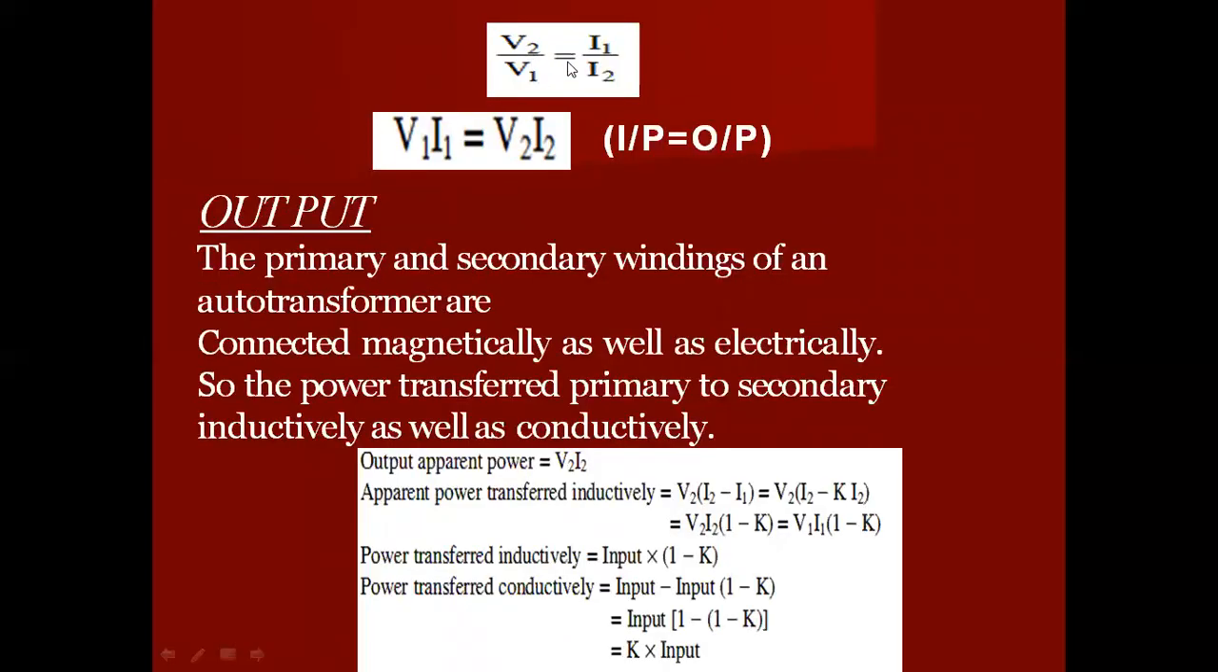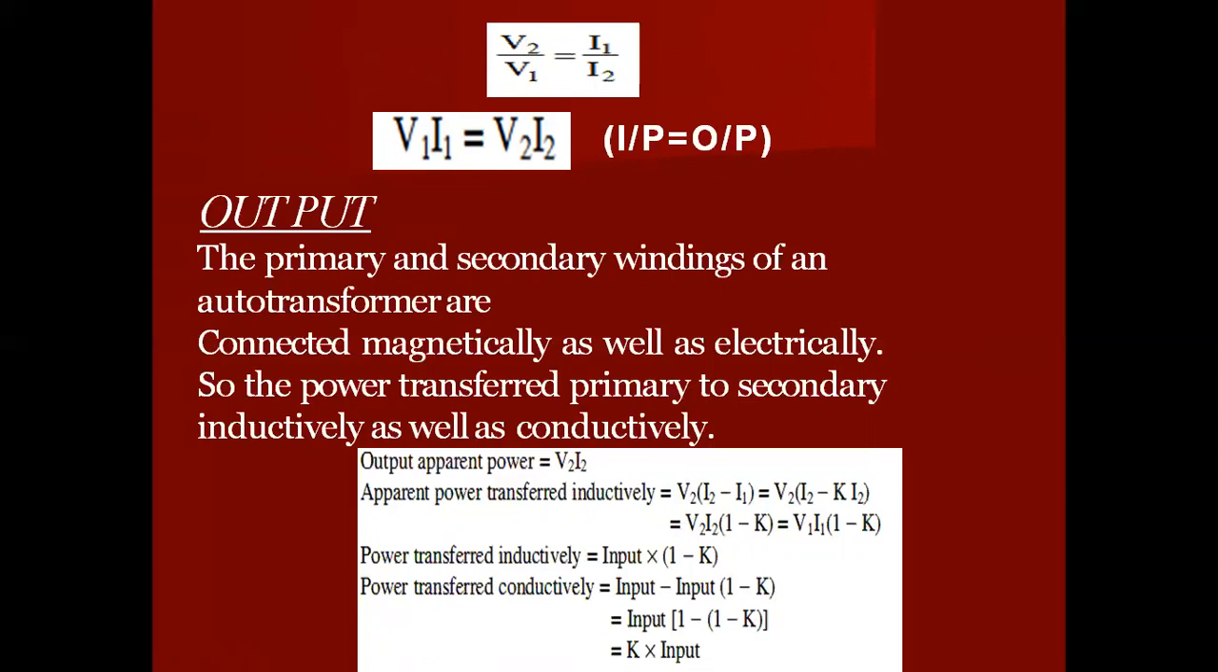So V2 by V1 equals I1 by I2. So V1 I1 equals V2 I2, that is, input equals output. So in an auto transformer, the primary and the secondary windings are connected mechanically as well as electrically. So the power is transferred from primary to secondary inductively as well as conductively.